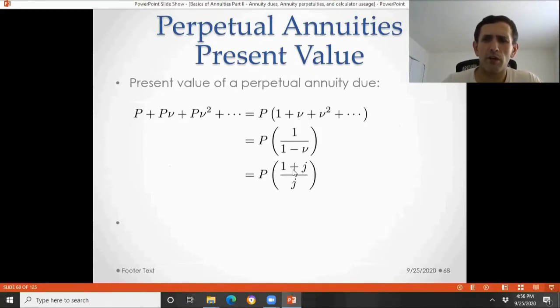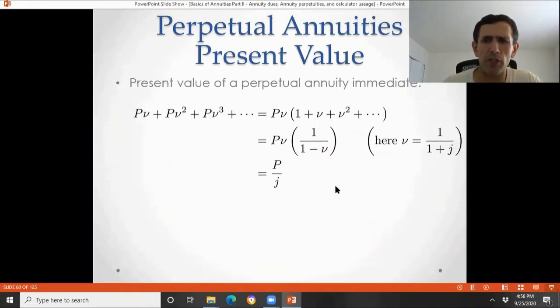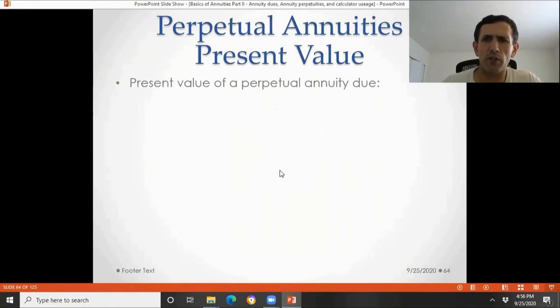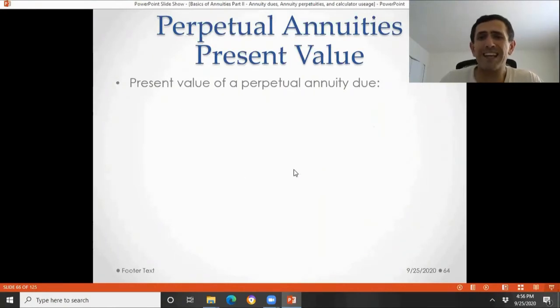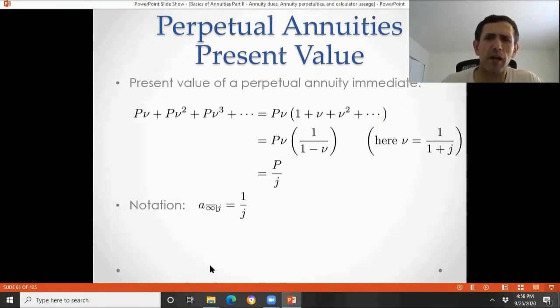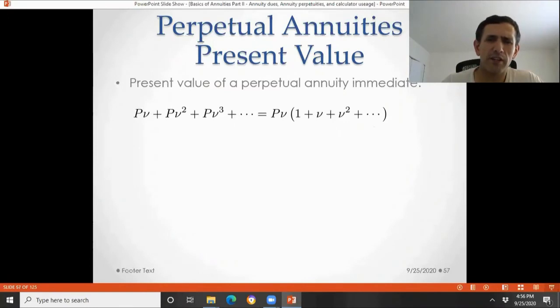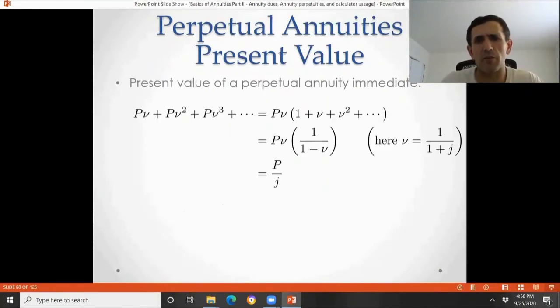So instead of P over j, it's P over j times 1 plus j, which should make sense because this timeline is exactly the same timeline as this, except we're discounting everything here by one fewer period versus this timeline.